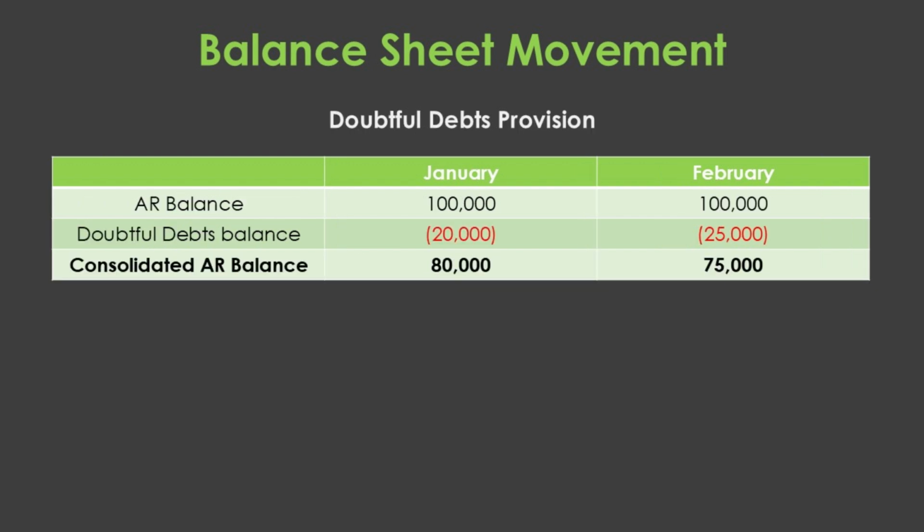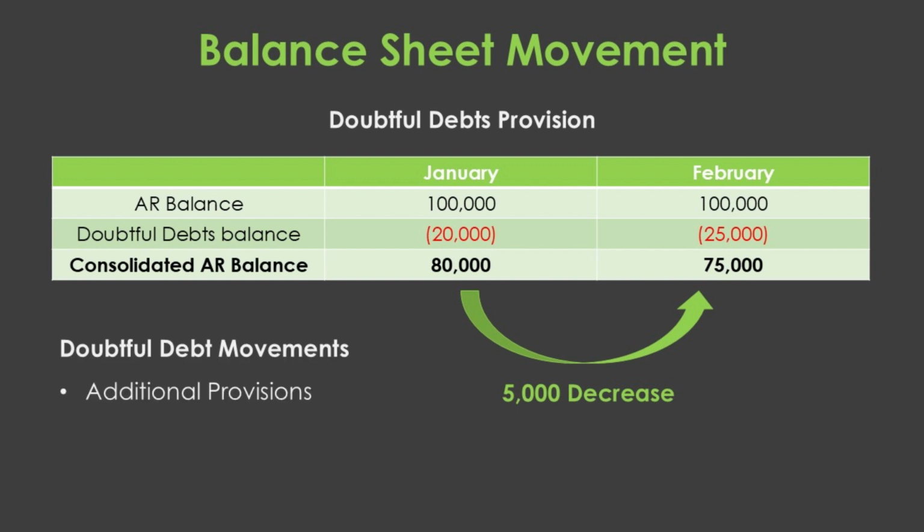The last reason is our movements in the doubtful debts provision. Doubtful debts isn't really accounts receivable, but some companies include it in the consolidated accounts receivable balance. So I thought it would be good to include it. If your company includes it in the consolidated number, movements from one period to another will also affect our consolidated accounts receivable balance. The things that affect the doubtful debts provision would be any additional provisions for customers that are unlikely to pay their account, any customer payments you receive, and any write-offs. So they are the accounts that definitely won't be paid.